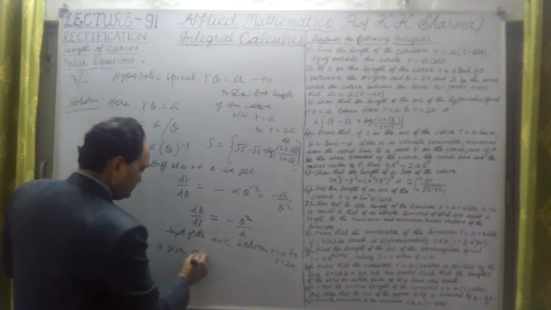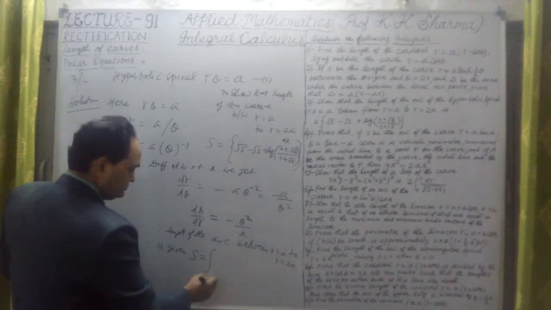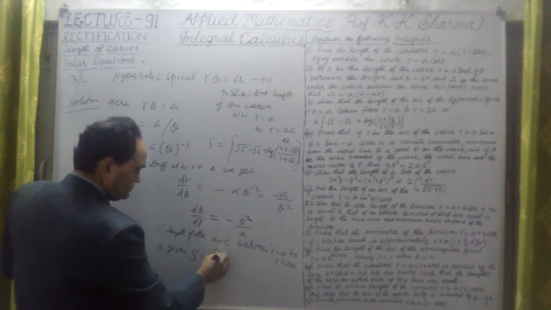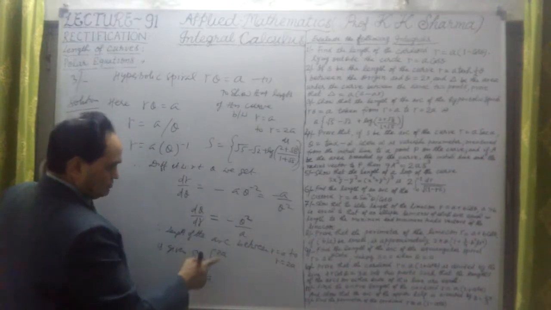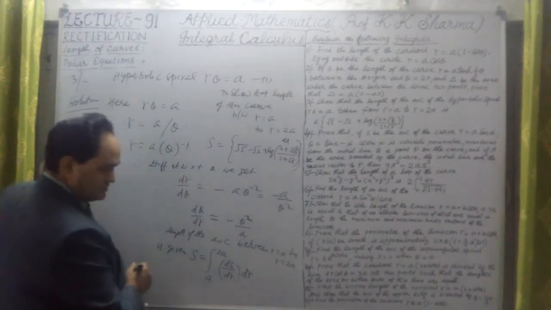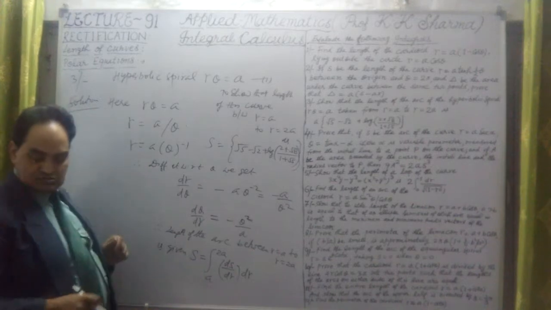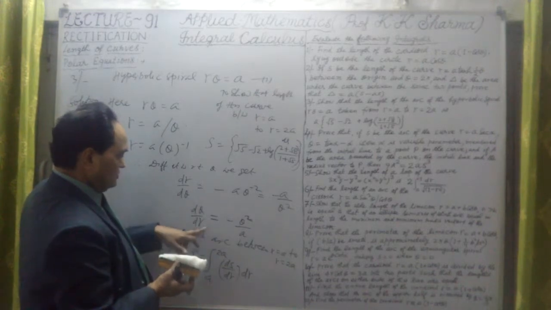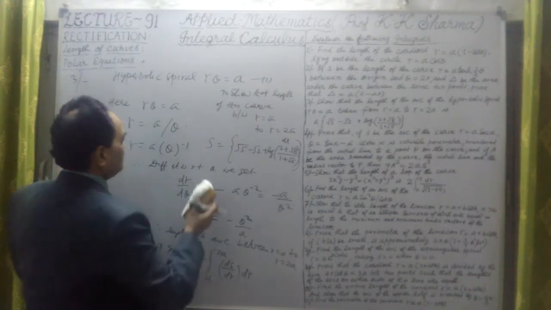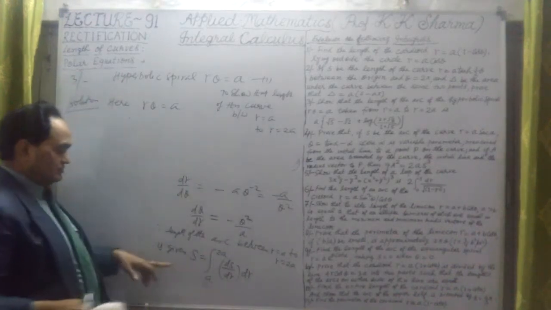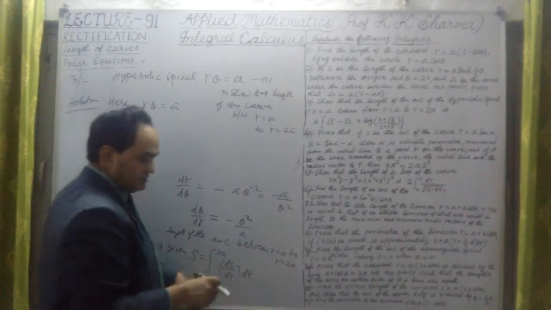s equal to the integration from a to 2a, r is equal to, now ds upon dr into dr. We have to find ds upon dr. Now let me find out what is ds upon dr, because d theta upon dr is minus theta square upon a, and this ds upon dr we have to find out.